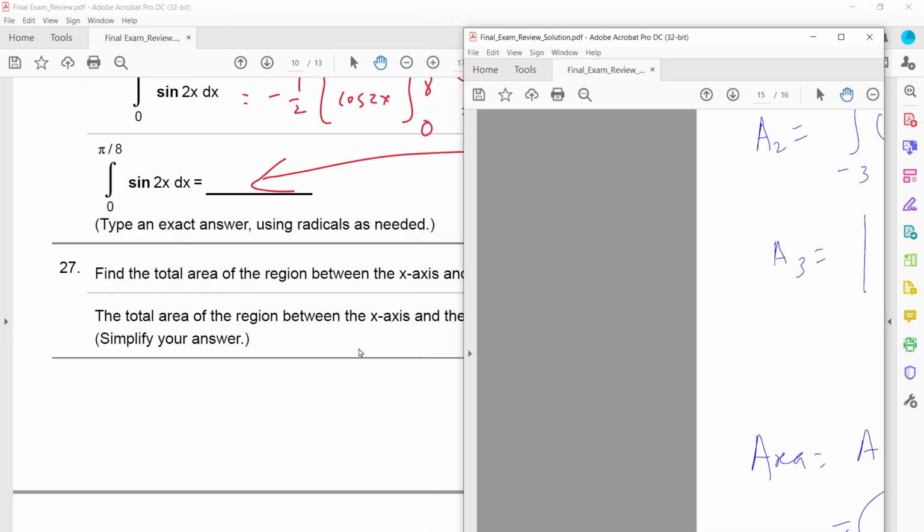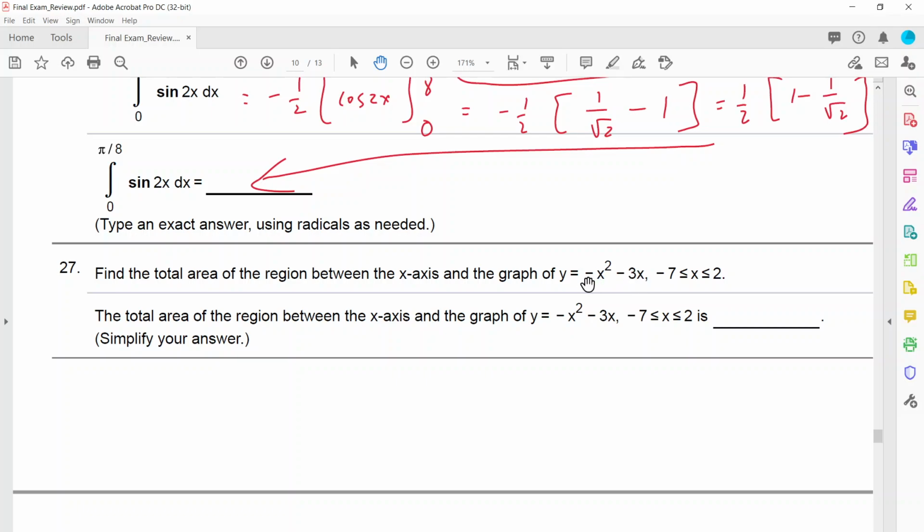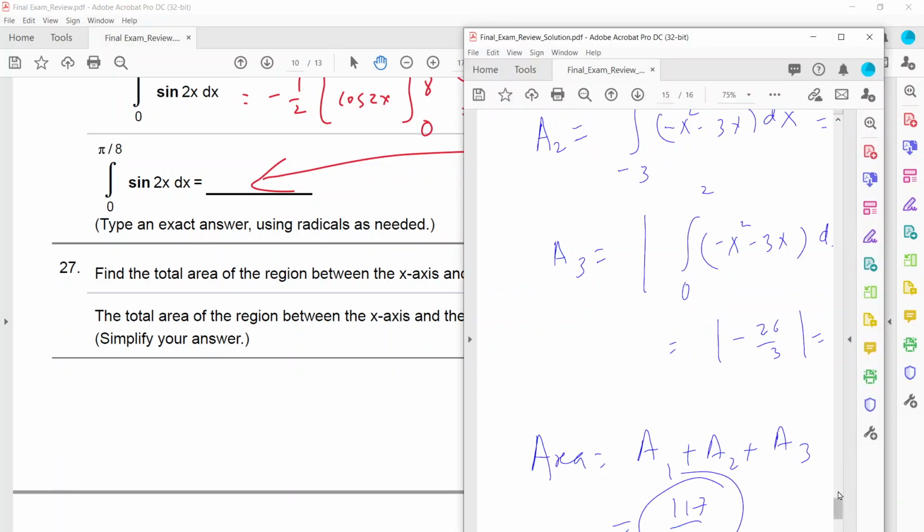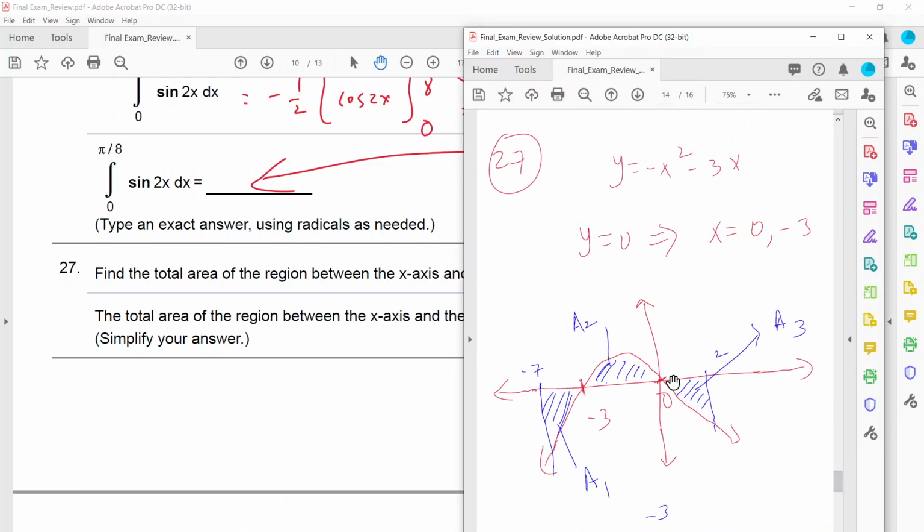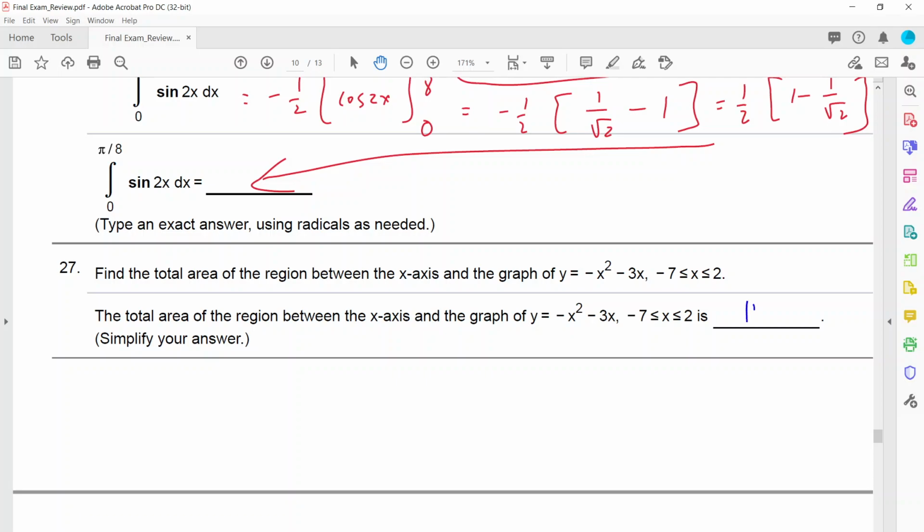So for the area of the region bounded by this curve from -7 to +2, you need to break your case like this. Because if you try to find the integration directly from -7 to +2, one would be negative, another one would be negative, and another one is positive, and they will just cancel out. So you don't get the exact area. You have to split the case into three different areas. And eventually the answer is 117/2.